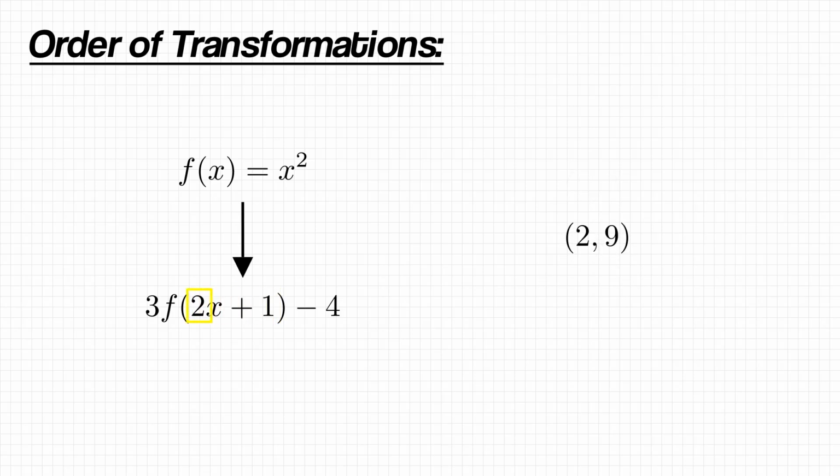So we need to subtract 1 from the x coordinate to give us the point (2, 9). Next, we apply stretches in the x-axis, so we divide the x-coordinate by 2, which would give us the point (1, 9). Following this, we apply stretches in the y-axis, so we need to multiply our y-coordinate by 3, which would give us (1, 27). Lastly, we need to subtract 4 from the y-coordinate, which would give us (1, 23).